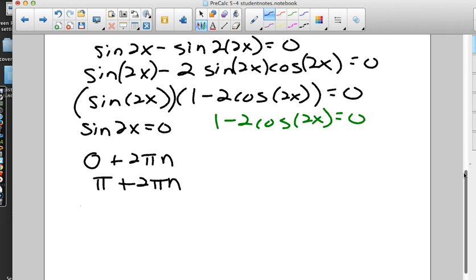But this wasn't just looking for sine of x. It was sine of 2x. So let's not forget our little 2x here. And let's not forget what that did to the graph. What did that 2 do to the graph? Compressed it. So we should have more answers, not less.